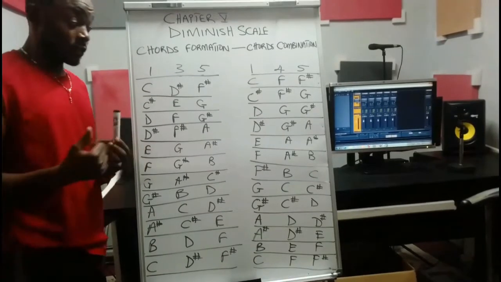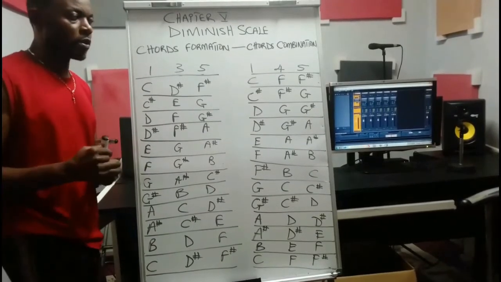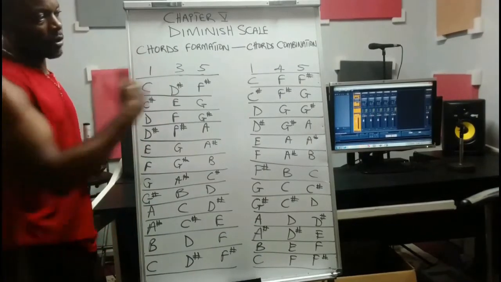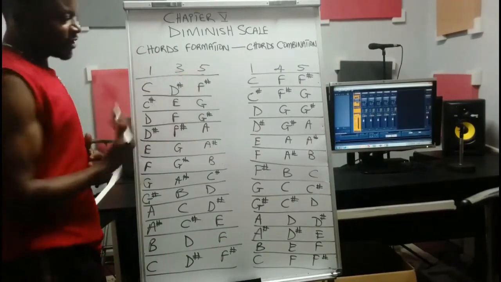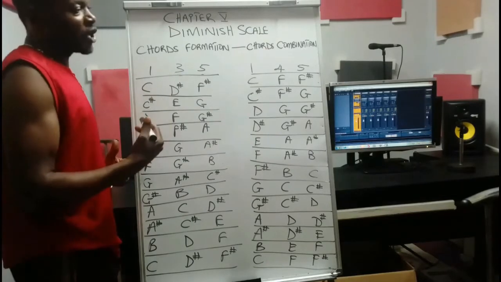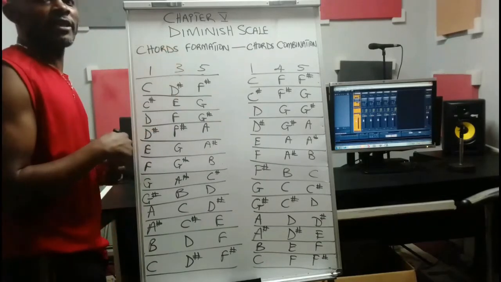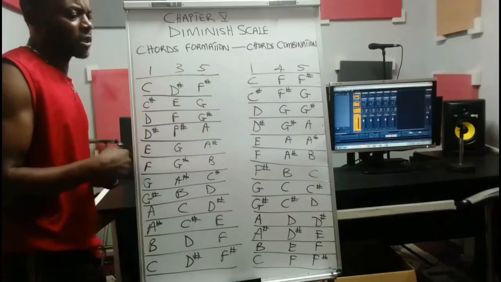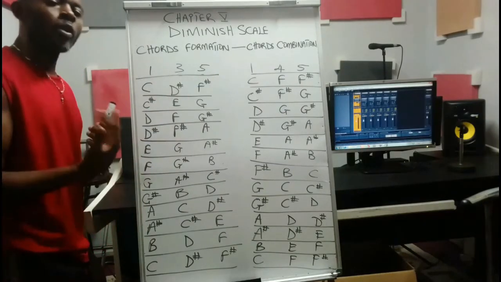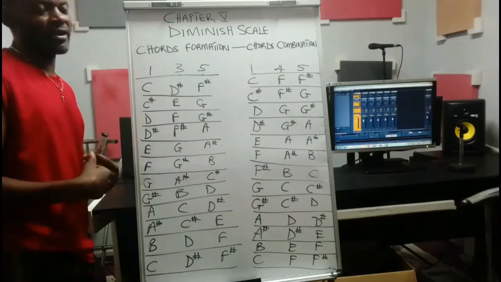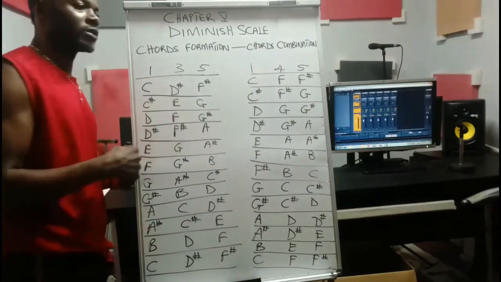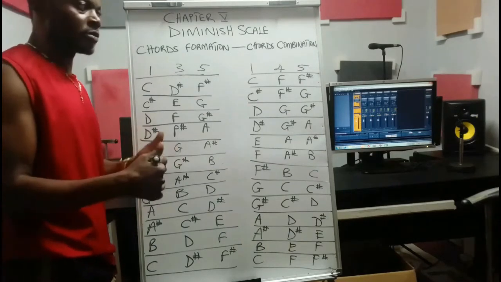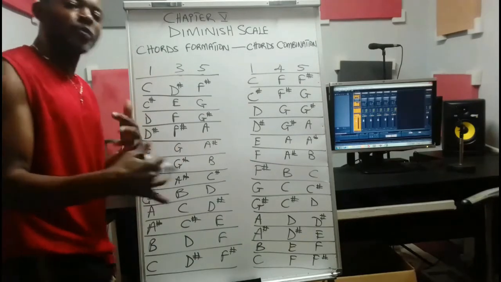So, ladies and gentlemen, welcome back from the pause. And you have it all for yourself on the board. Over this side, we have the chord formation of the diminished scale, and over there, we have the chord combination of the diminished scale. We all know what the chord formation is by now, and we must have known what the chord combination is. So we are going a little bit faster this time, and it's good, so let's get to where you want to go.